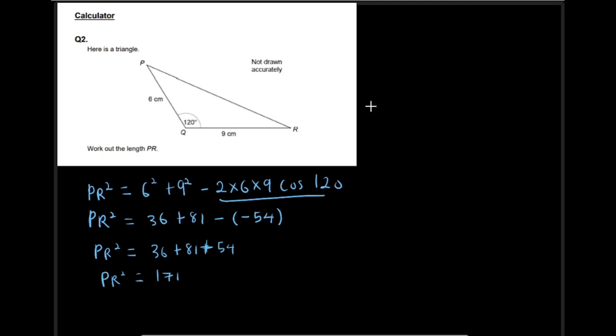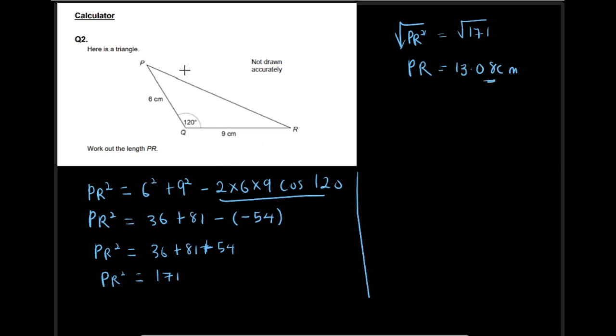Now to get PR, we're going to take the square root of both sides. So we have the square root of PR squared equals the square root of 171. This will take out this, and then you're going to have PR equal to the square root of 171. That will give us 3 root 19, or in decimal, 13.08 cm. So this is our value of PR using the cosine rule formula.